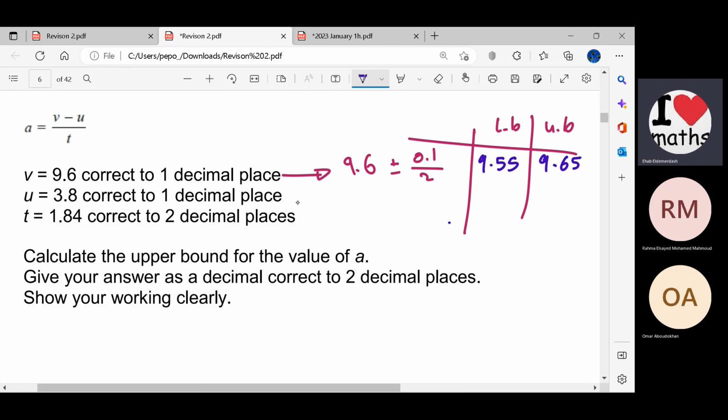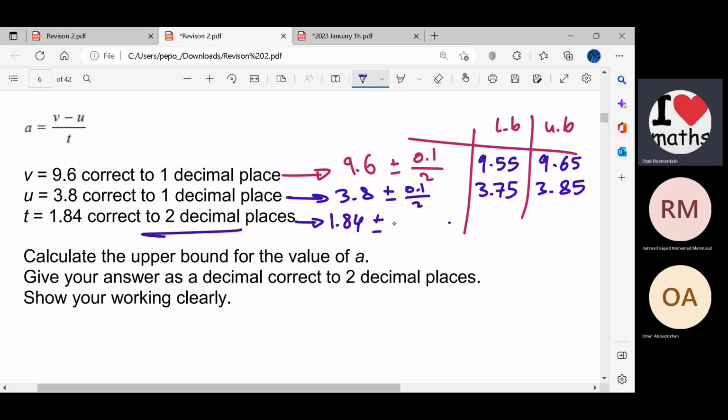Okay, next part. It's 3.8 corrected to the same, so 3.8 plus or minus 0.1 over 2: 3.75 and 3.85. Leave him, let him go at his own pace now. Next, 1.84 plus or minus, here with 2 decimal places. So how do we make it 2 decimal places? 0.01 over 2. So what is the answer? 1.835 and 1.845. Agreed? So we did the lower bound and upper bound. Done.